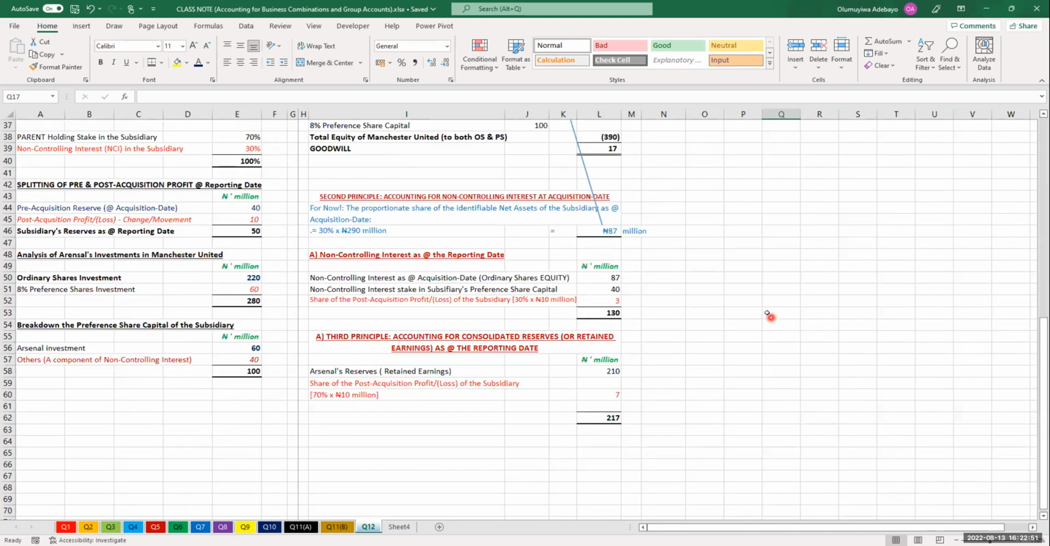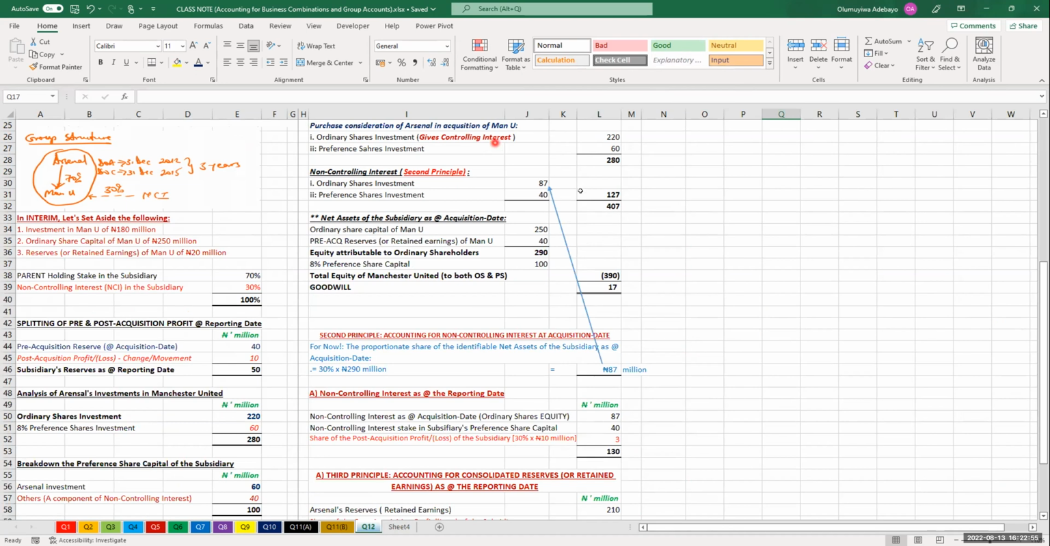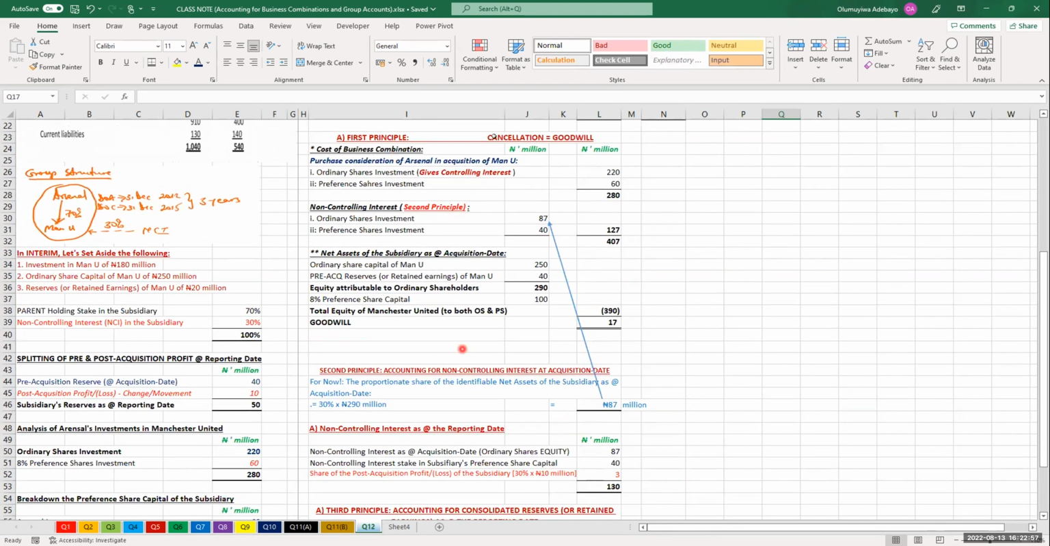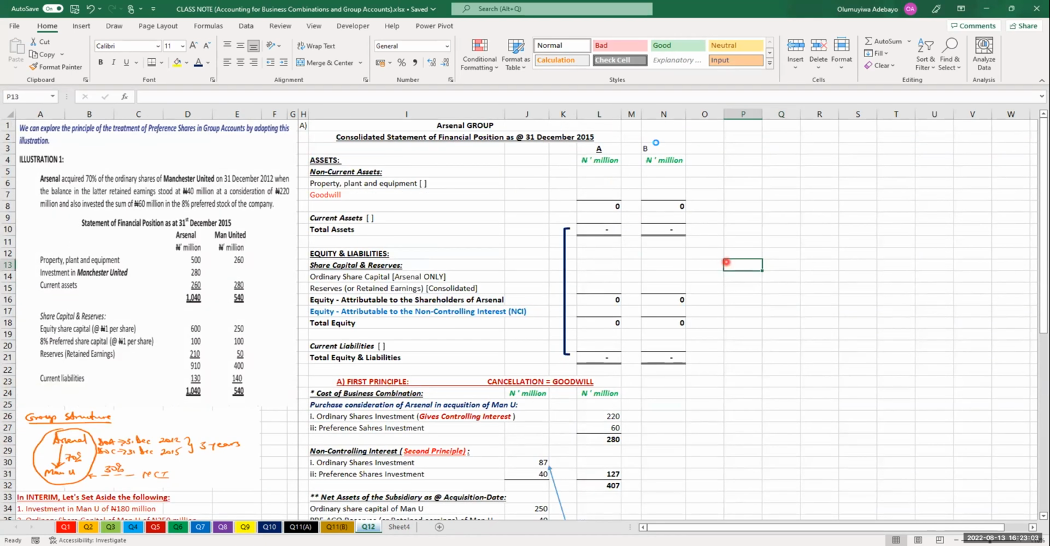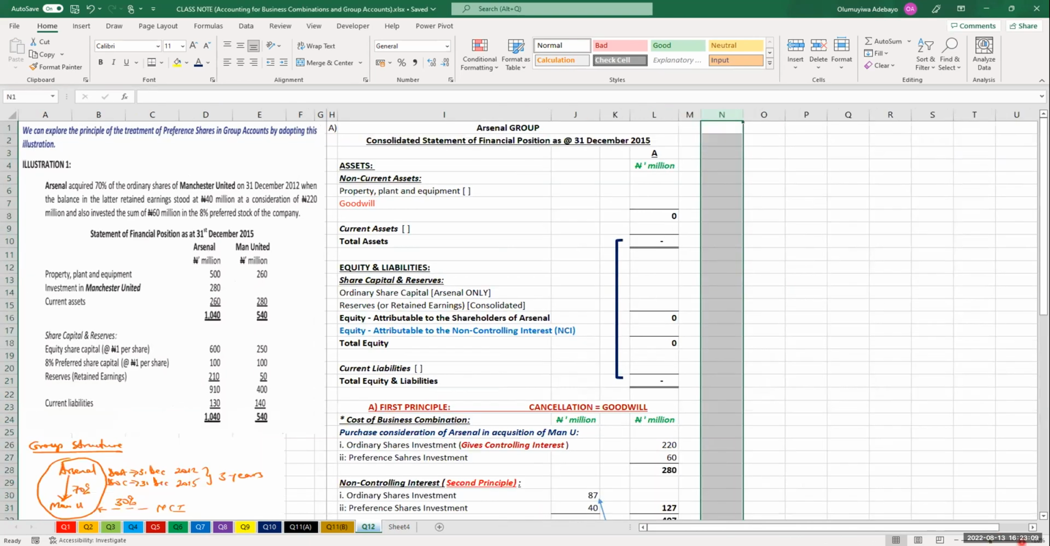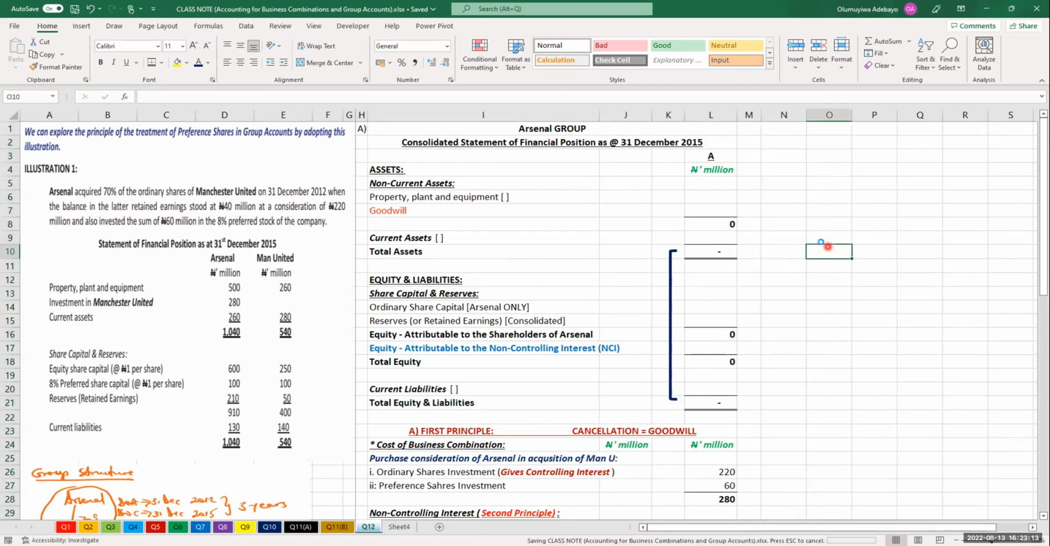Now we don't need this section because we are not measuring NCI at fair value and we don't have information relating to it. And that's just all. You'll find out that this is where the job is for you to have an understanding of what we've done, even from this analysis we have here. Now, let me do the balance sheet, and from there, we have an understanding of what I want to also show you.